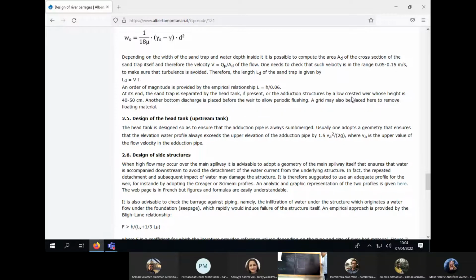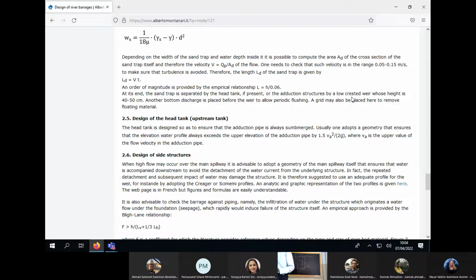What is the purpose? As I said, the purpose is to make sure that the roof of the pipe is covered by enough water. So if I have the water level that is about here, if I have the water level that is about here, I have to make sure that I have a sufficient elevation over the roof of the pipe to avoid that I get air into it.